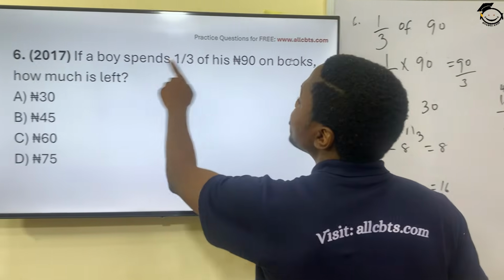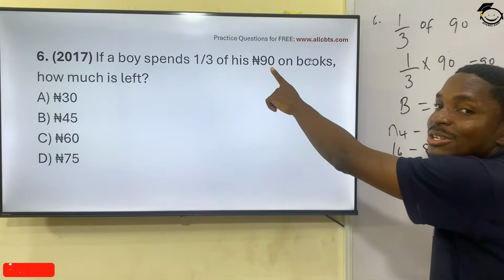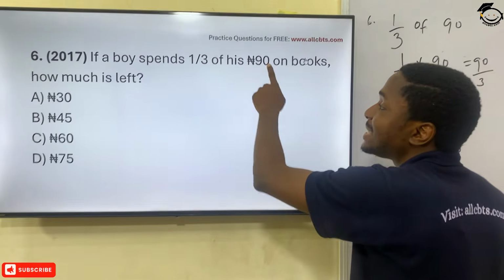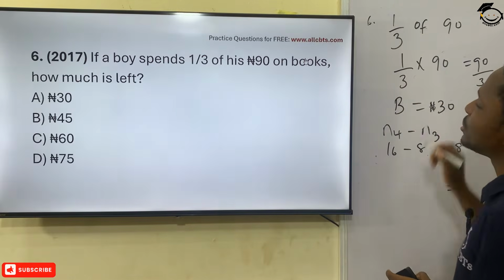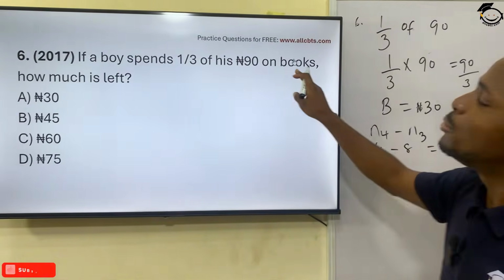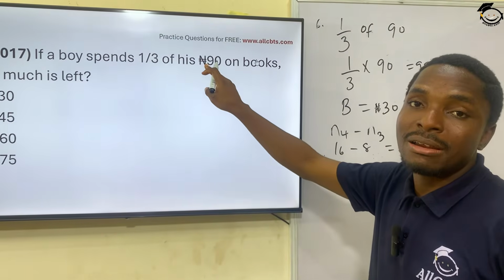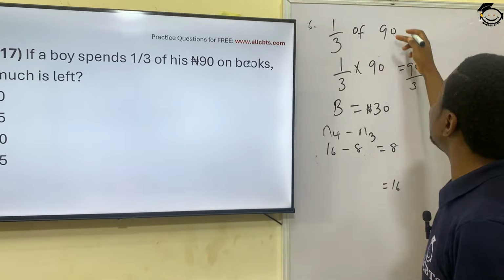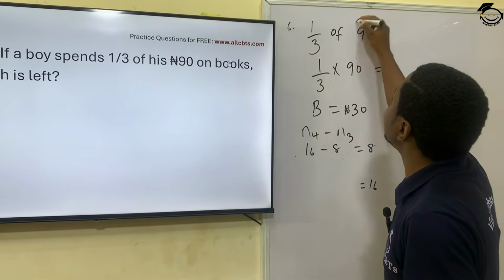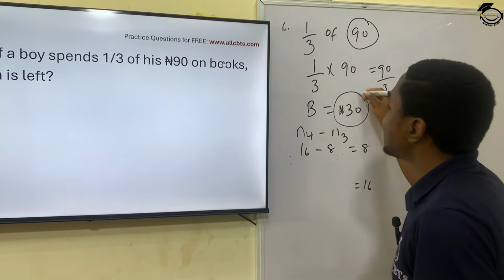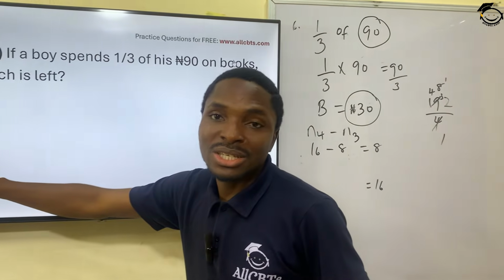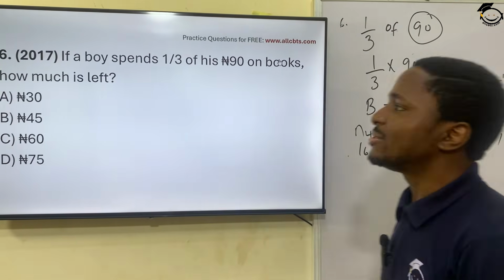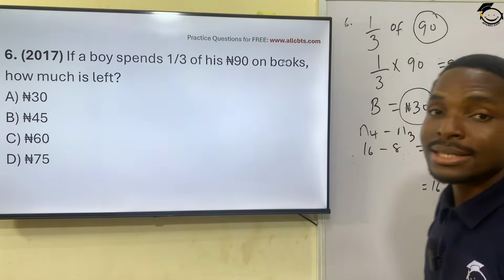So if a boy spends 1/3 of his 90 naira, how much has he spent? 1/3 is 30 naira. If he spends 1/3 on books, let me put my naira in front. If he spends 30 naira on books from his 90 naira, how much is left? It's simply to deduct the amount that he has spent from the total amount of money, which is 90 minus 30. How much is left is 60 naira. You guessed it right. So the answer is C.